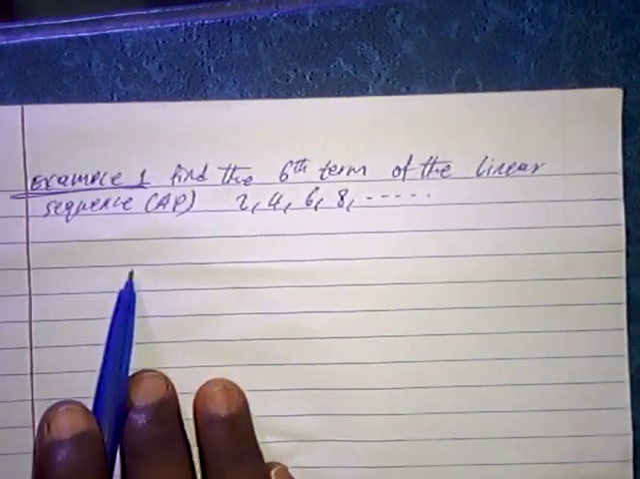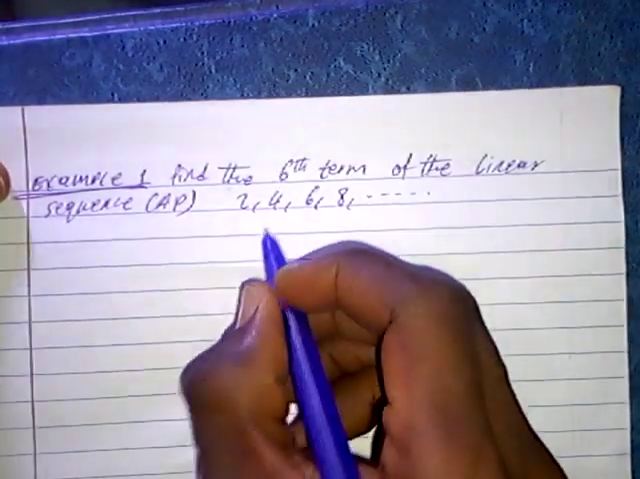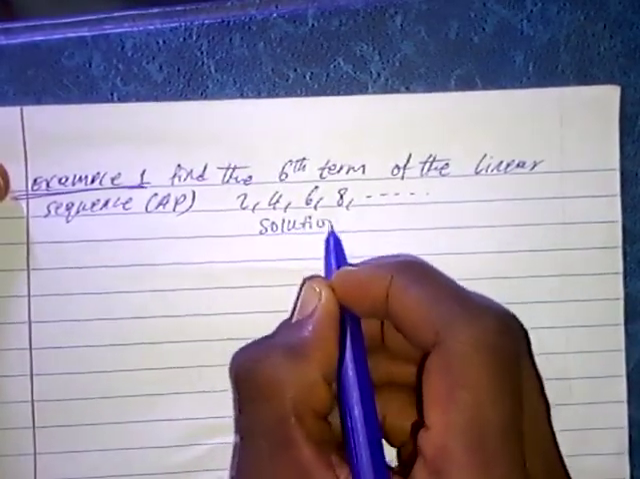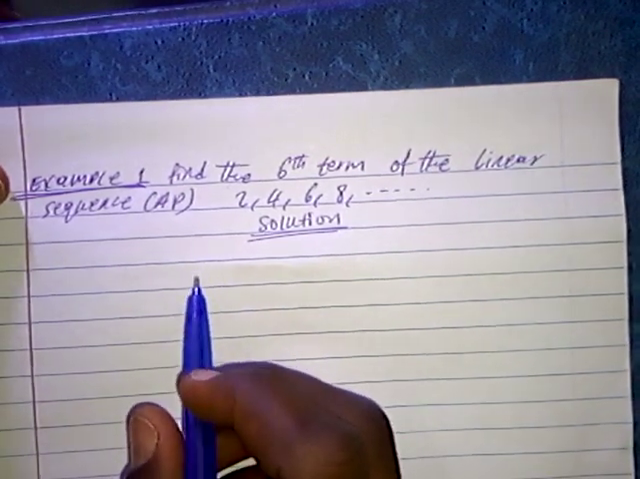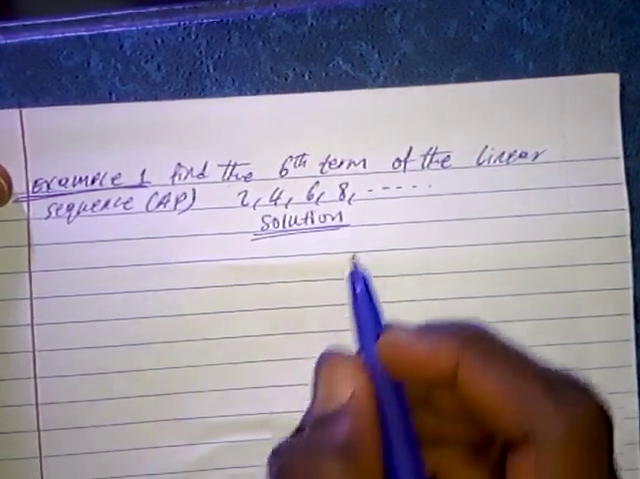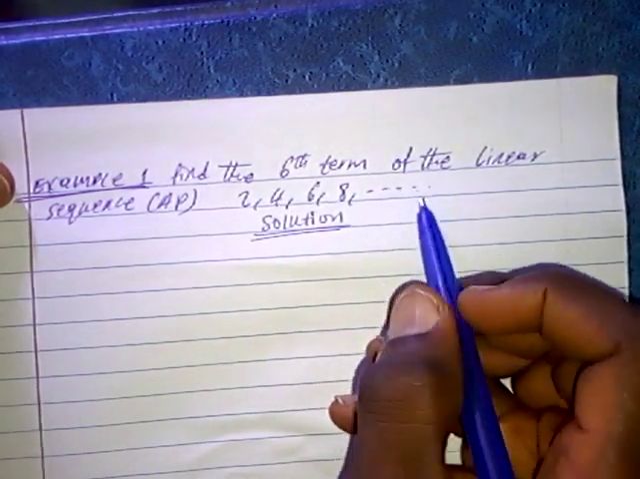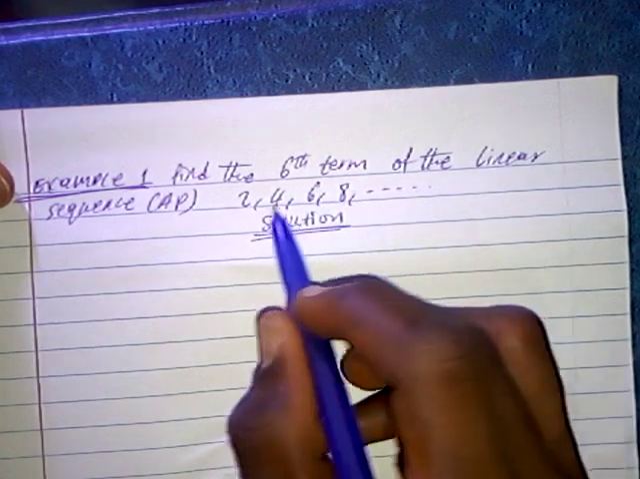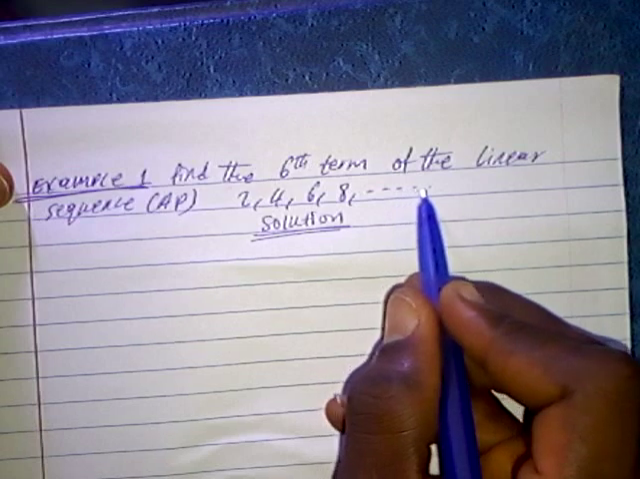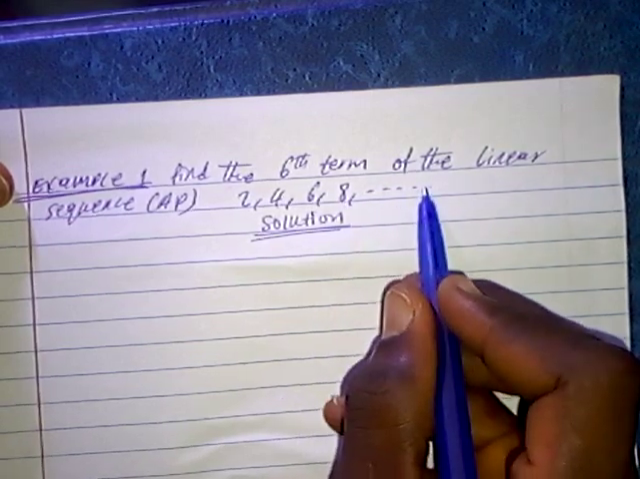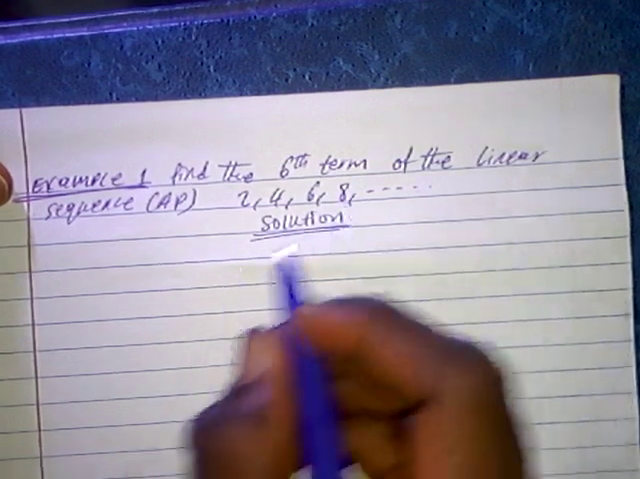Example 1 says, find the sixth term of the linear sequence. Solution. Good. What are we going to do? First, write the formula. Now, what does the dots mean? The dots mean that this sequence continues. 8 is not the last term. If you do not see these dots, that means 8 is the last term. Take note. Now, let's go.